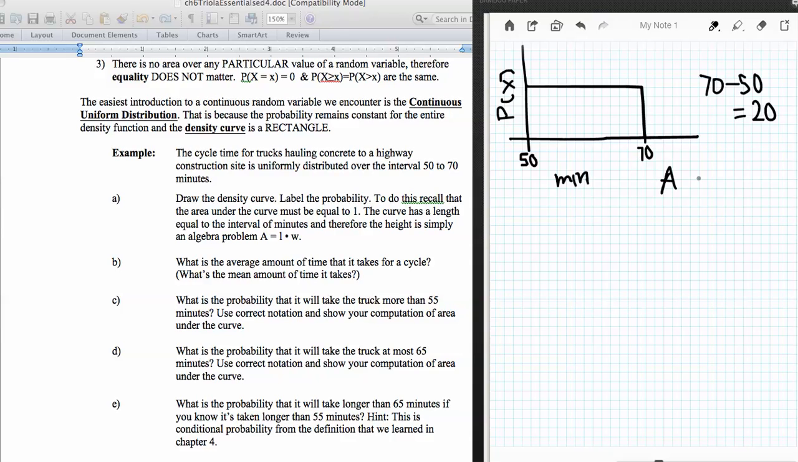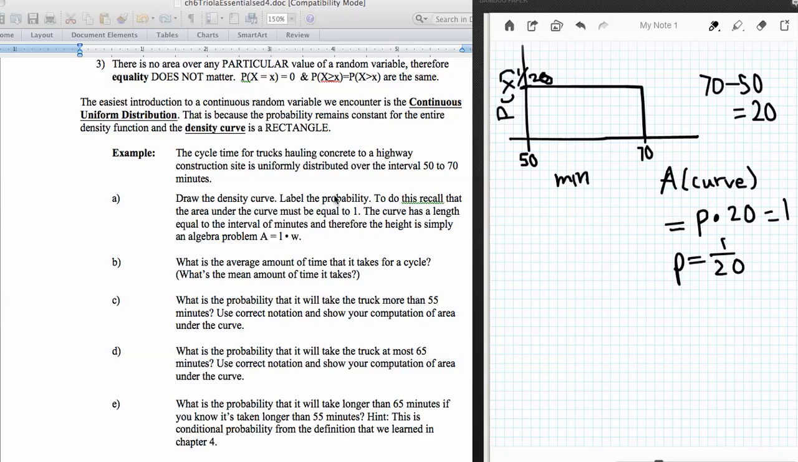So the area under the curve must equal some probability times 20 such that we're going to get 1. So in other words, that probability is equal to 1 divided by 20. So this height right here is 1/20th. So that is the probability that we have here.